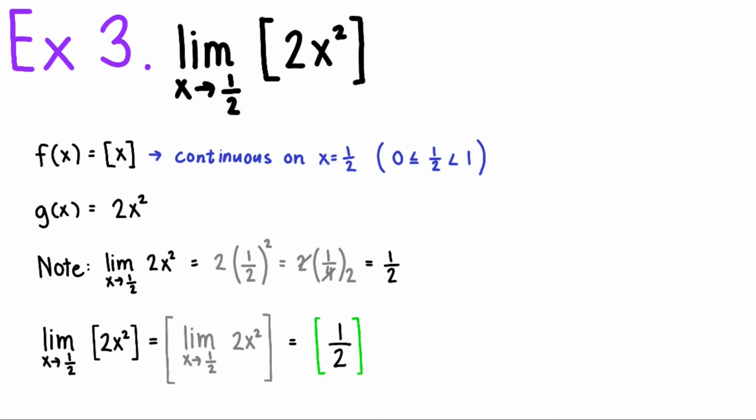Going back to the greatest integer function, we know that the greatest integer function of 1 half, or 0.5, the greatest integer present in this one is only 0. So this out here is the answer for this problem. So I hope you got that one correctly. And yeah, this is the last example for this one.